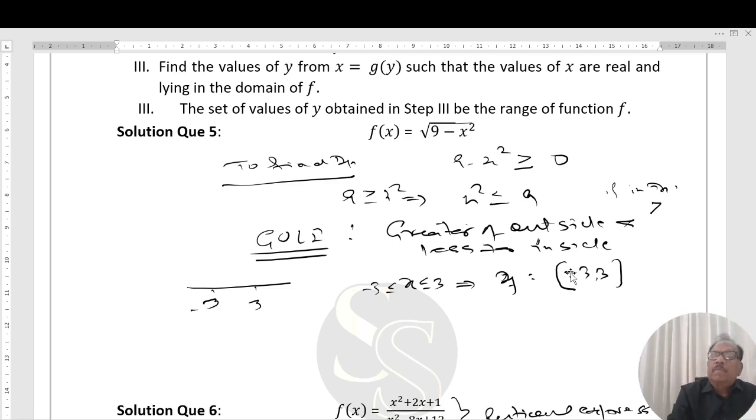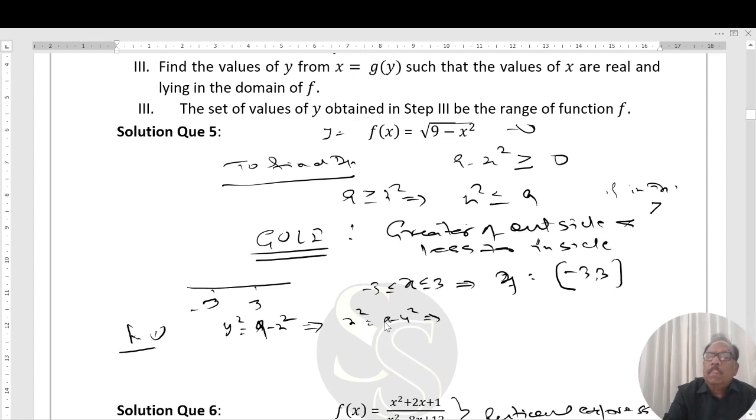To find the range, say this equation is 1, say this is equal to y. From 1, y square equal to 9 minus x square. In that case, this will become x square equal to 9 minus y square.